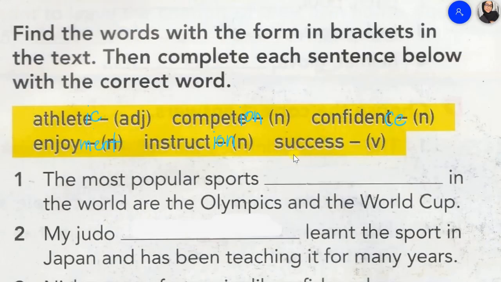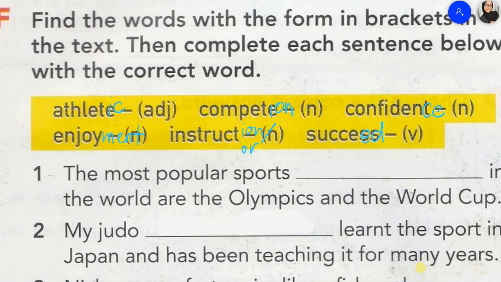Next is success. Success now is a noun. Kan? Success now is a noun. Now let's make it a verb. So the verb form for success is succeed, E-D. Succeed. So there you go. Now we have transformed these words into the form in the bracket here. Alright, now let's complete the sentences given.